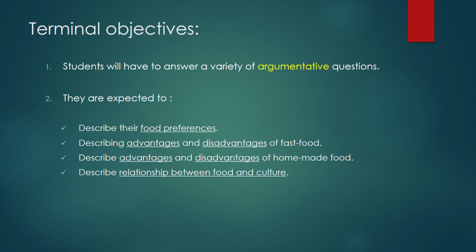They're expected to talk about their food preferences, what they like, what they do not like. They are expected to talk about the advantages and disadvantages of fast food. Students are also advised to talk about the advantages and disadvantages of homemade food. And of course, the students are advised to talk about the relationships between food and culture, for example, what we call table manners.